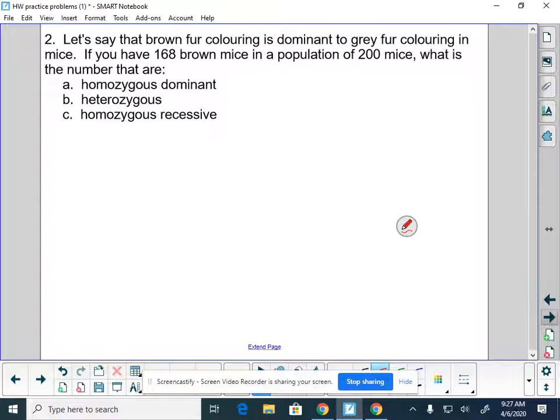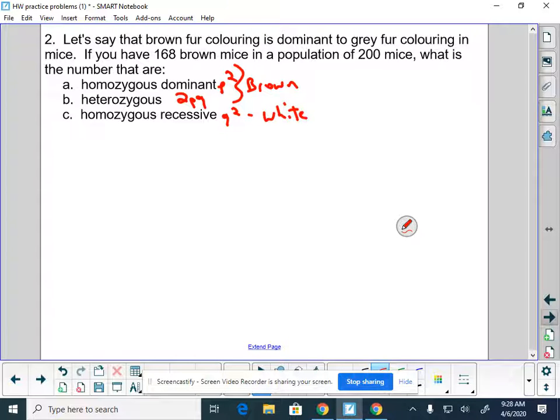Question number 2. Let's say the brown fur coloring is dominant to gray fur coloring in mice. If you have 168 brown mice in a population of 200, what's the number of homozygous dominant, heterozygous, and homozygous recessive? So we're looking for the P squared, the 2PQ, and the Q squared. Both of those top 2 categories, the mice are brown. And in this category, the mice are white.